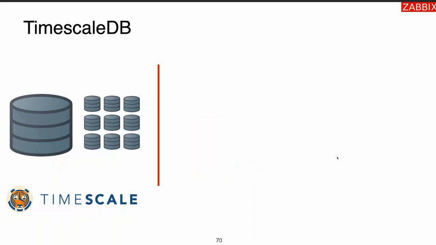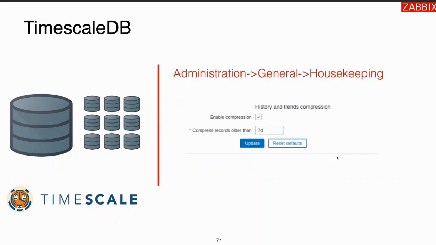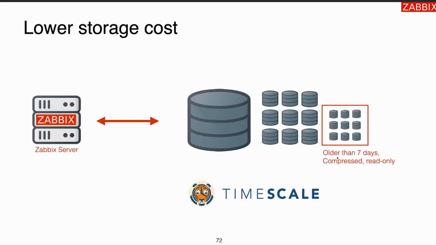Some time ago, TimescaleDB introduced compression, and we support compression as well. It basically means that now you may go to the configuration of the housekeeper and enable compression for your time series data, basically for historical tables, for history and for trends. For example, you may want to compress your data which is older than, say, 7 days or 1 month.